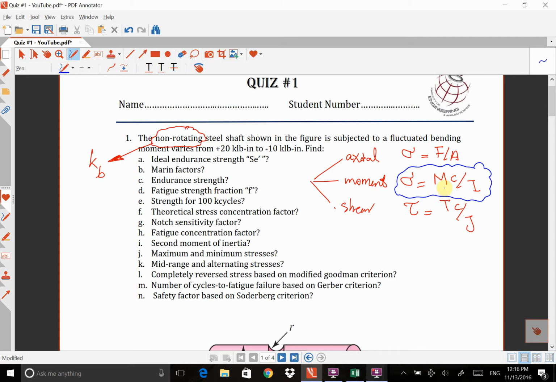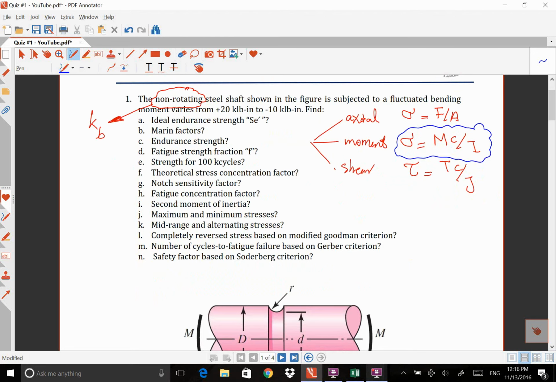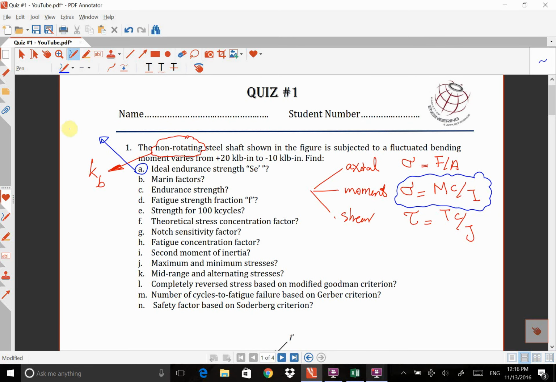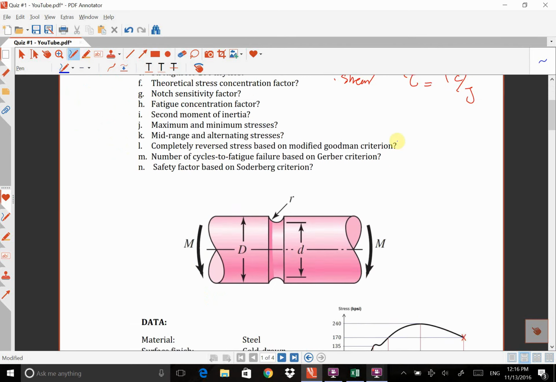So we're going to put the maximum moment here, and we're going to find the maximum normal stress, and we're going to put the minimum moment here, and we're going to find the minimum normal stress. Okay, so the first thing that we are asked is to find the ideal endurance strength, Se prime. Okay, so Se prime is a function of Sut, and that's a function of material. So if you want to find Se prime, we need to know the material.